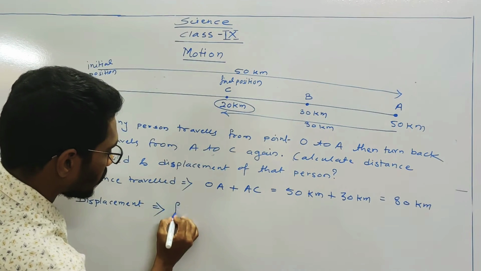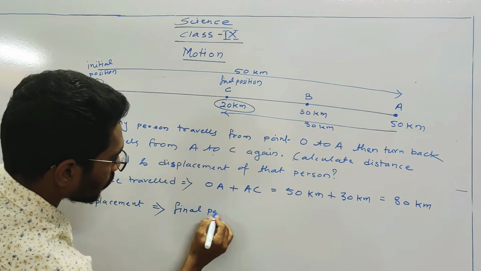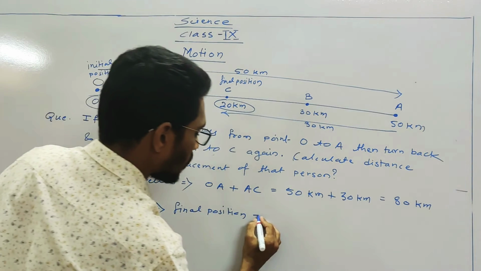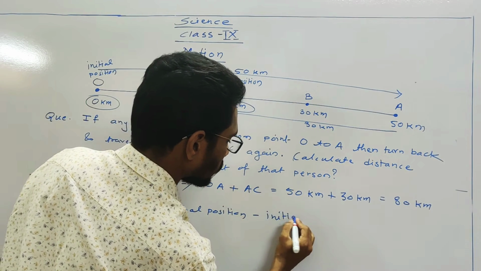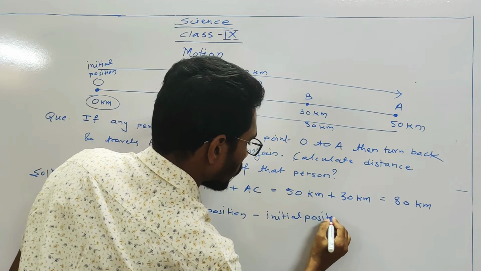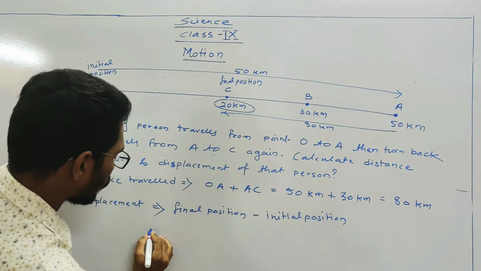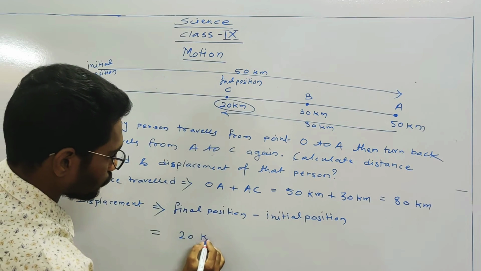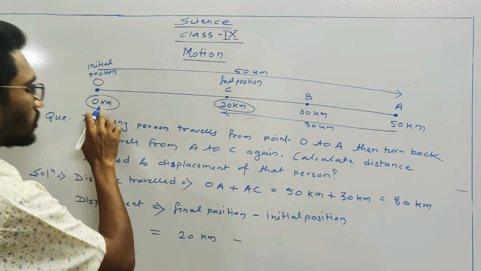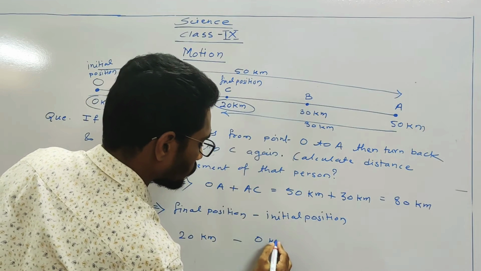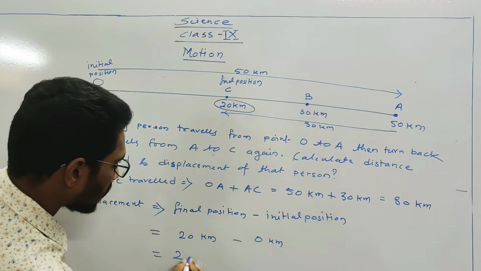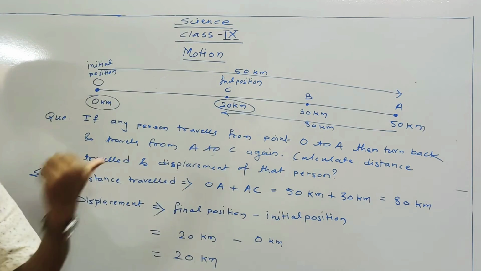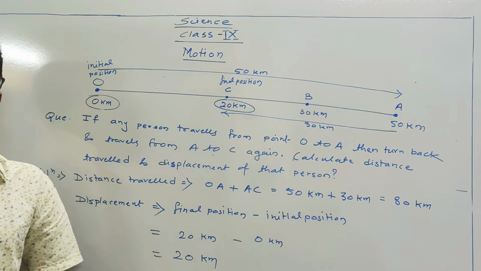So it's nothing but the difference between them. Final position minus initial position. What will be your answer? Final position, initial position. So what will be the displacement? It is 20 kilometer. That is nothing but the difference between distance and displacement.